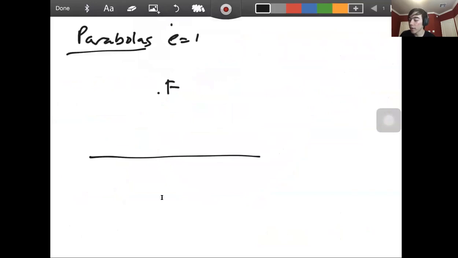Okay, that's it for ellipses. Let's go into parabolas. So parabolas have eccentricity 1. And what that means is that if you have the focus and the directrix, you look at all points that are equal distance from the focus and the directrix.